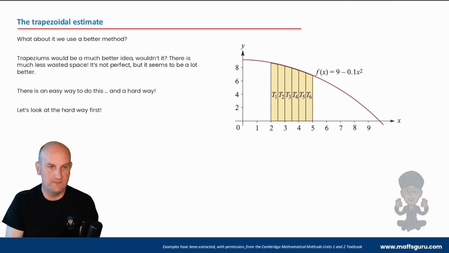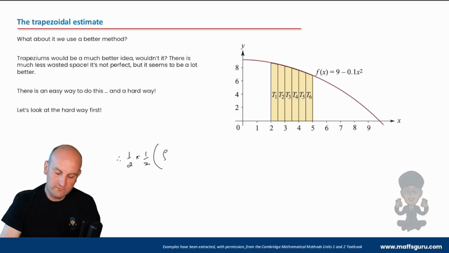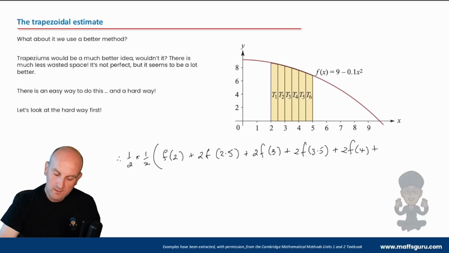It's actually awesome, yes? So if I wanted to do this, let's actually now do the maths behind it. So therefore, if I wanted to find the area of this, I'd be a half times a half, lots of, and we would say f of 2 plus 2 lots of f of 2.5 plus 2 lots of f of 3 plus 2 lots of f of 3.5 plus 2 lots of f of 4 plus 2 lots of, let's do that again, 2 lots of f of 4.5 and only 1 lot of f of 5.